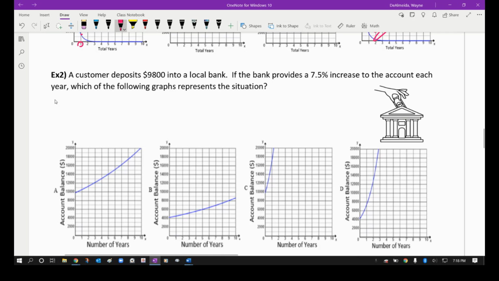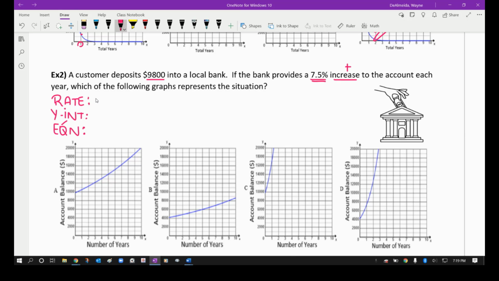Remember, we always want to look for the rate, the y-intercept, and the equation. So on the rate here, let's read the problem. A customer deposits 9,800 into a local bank. If the bank provides a 7.5% increase to the account each year, which of the following graphs represents the situation? So we notice that this is going to be an increase. We notice that we have a percentage, and we notice that the initial value is 9,800.